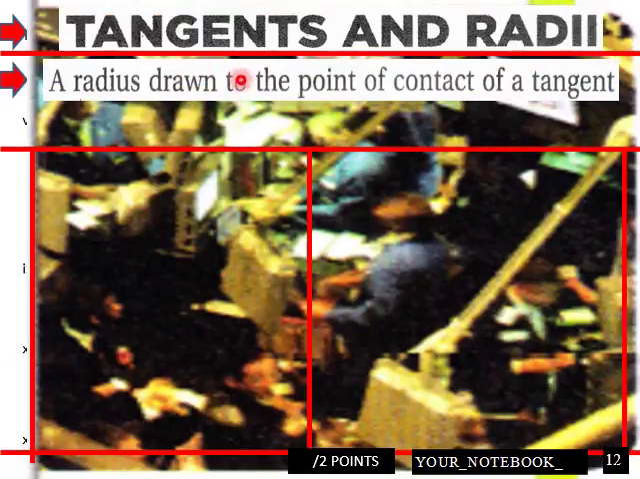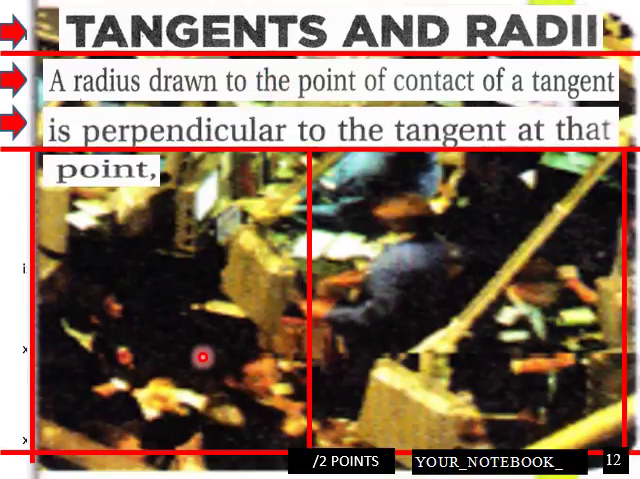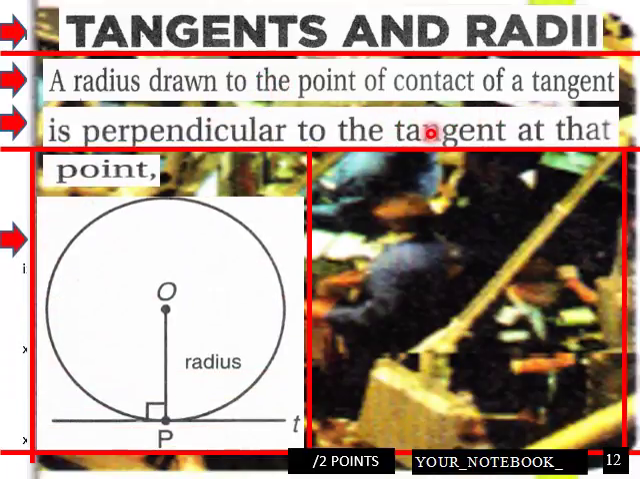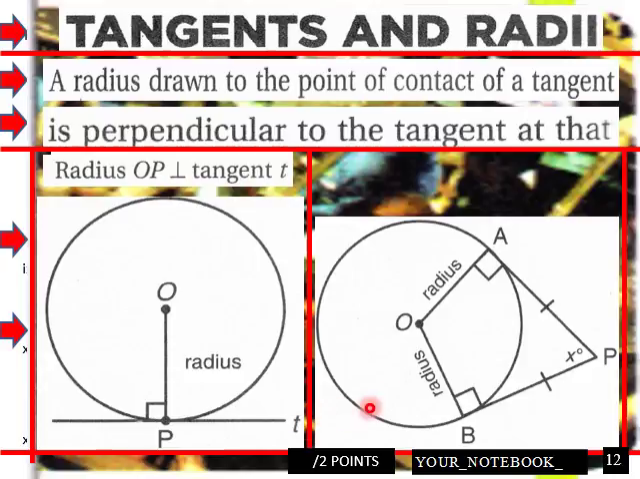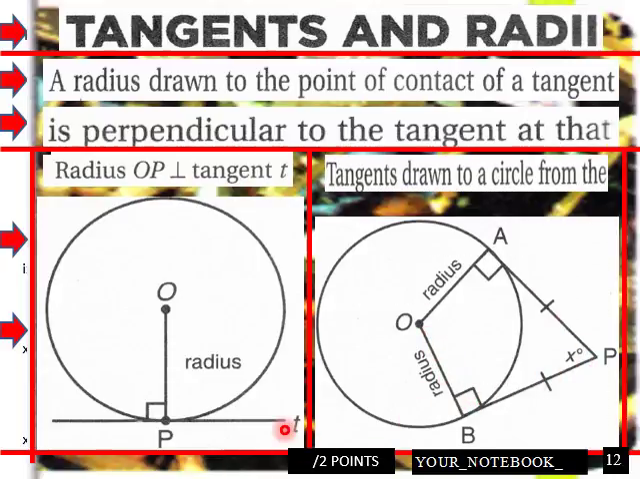Tangents and radii. A radius drawn to a point of contact of a tangent is perpendicular to the tangent at that point. So we have a tangent here. This is the radius drawn at a perpendicular angle to the tangent. Radius OP is perpendicular to the tangent T. Here we have a sketch of two radii, and we've created a quadrilateral there.